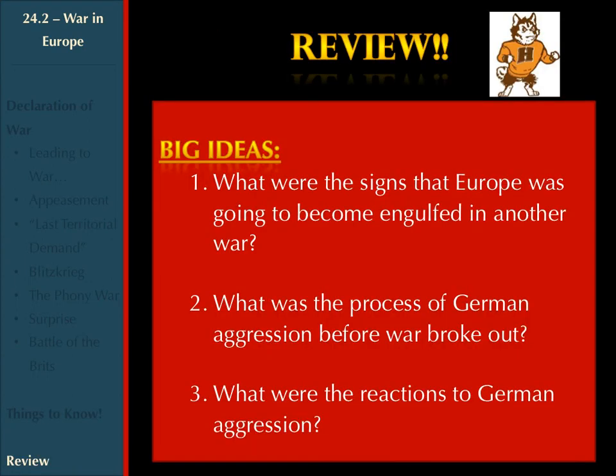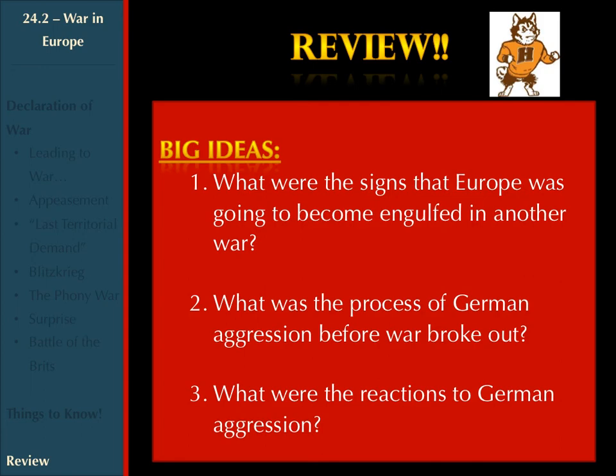So let's do a quick review. What are the signs that Europe was going to become engulfed in another war? Where you have Germany, who is so concentrated on their image, their power, and their land, they start to try and expand, and they do this by taking over countries. This eventually is going to cause a problem, which it does.